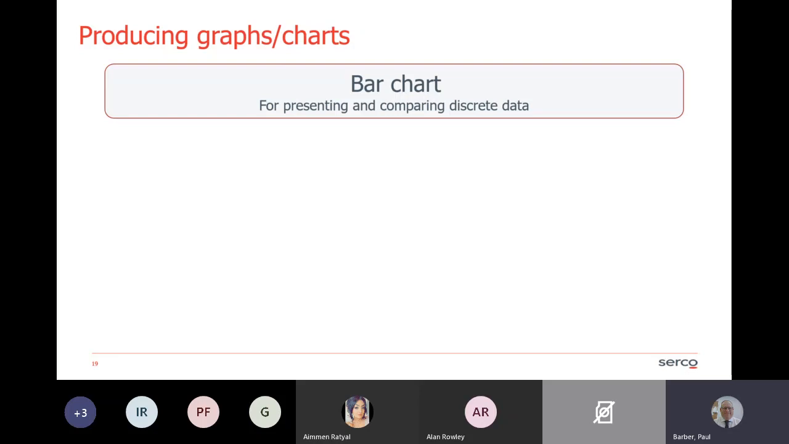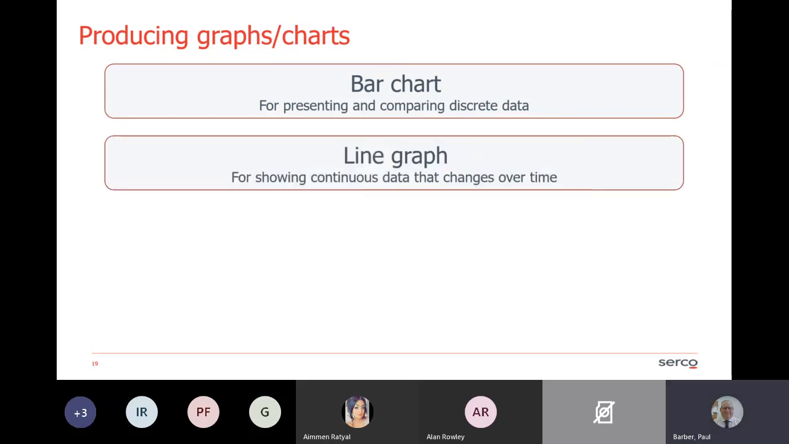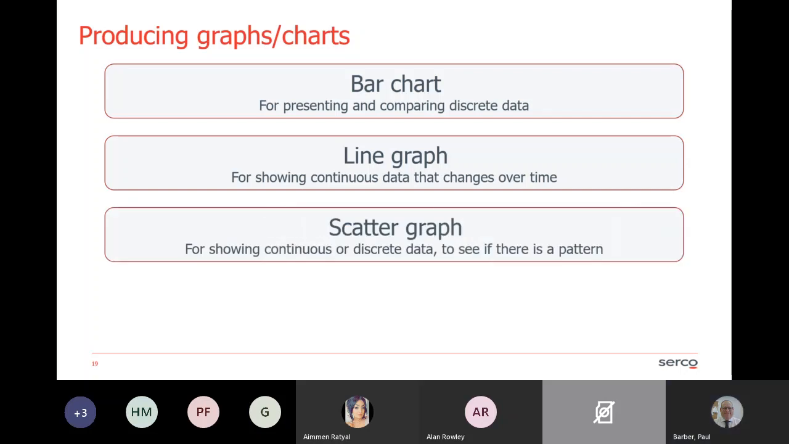You'll see a bar chart example in a moment. A line graph tends to show continuous data that changes over time, because you plot points on a line as they change. Again, we'll see an example of what that means shortly. A scatter graph can show either type of data, and generally it's to see if there's a pattern. So a line graph will be something that changes maybe over a week, a month, a year. A scatter graph is a bit more random, and you're looking for a pattern within it.